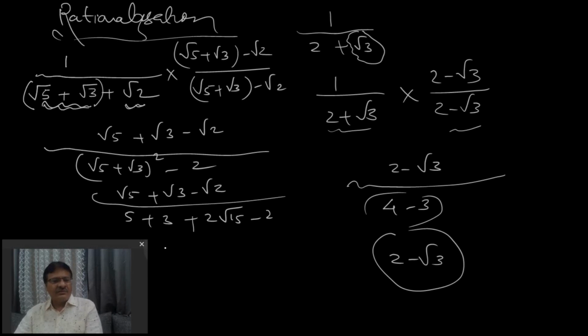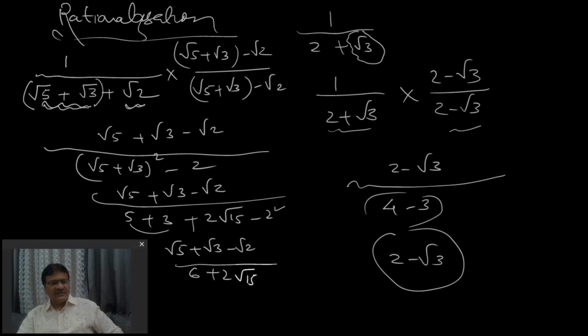Is that clear? So what do I get? Root 5 plus root 3 minus root 2 divided by 5 plus 3, which is 8, 8 minus 2 is 6, plus 2 root 15. Is that clear? You can check whether it is correct or not. I don't think there should be any problem in that. This is minus 2, and this is a plus b whole square, so a square plus b square plus 2ab, minus 2. So 5 plus 3 is 8, minus 2 is 6.